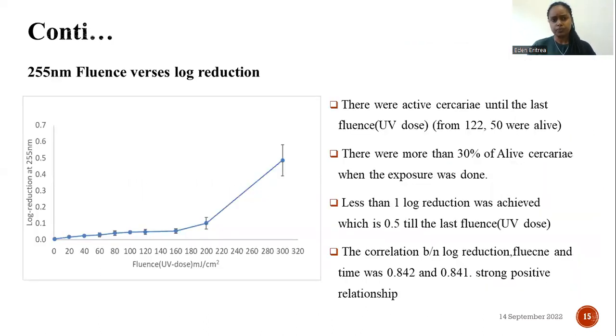So when we see the fluence versus log reduction for each wavelength, when we come to the first wavelength, that is 255 nanometer, there were active Cercariae until the last dose or fluence. There were more than 30% of alive Cercaria when the exposure was done, and less than 1 log reduction was achieved, which is 0.5 till the last fluence.